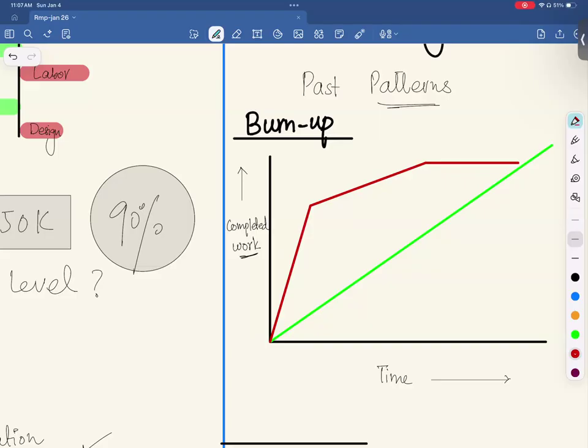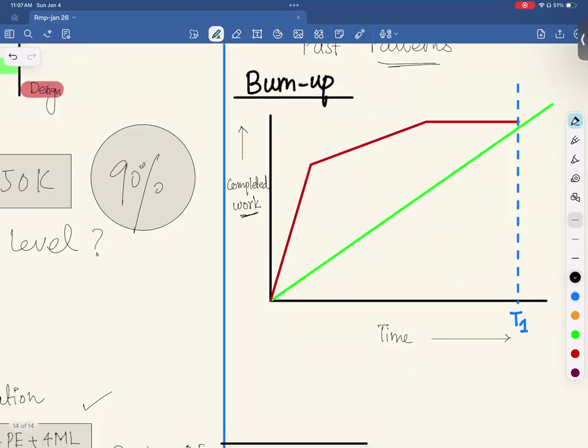Okay. Who would like to answer at this point? Should you be happy or unhappy? At this point, let me call this T1. At T1, happy or unhappy? Shall be happy. Okay. Anybody else? Happy or unhappy? I think this is unhappy because the trend is going to the worst case, right?